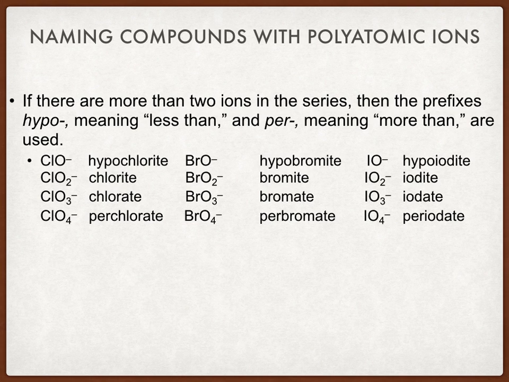We can also add, instead of per, the prefix hypo. That's going to mean 1 less oxygen. So if the ending is ITE, we already know that ITE means 2 oxygens, right? Chlorite, bromite, and iodite have 2 oxygens. If we throw a hypo in front of it, then that's saying less than. So less than 2 is 1. So hypochlorite is 1 oxygen, hypobromite is 1 oxygen, and hypoiodite is 1 oxygen.